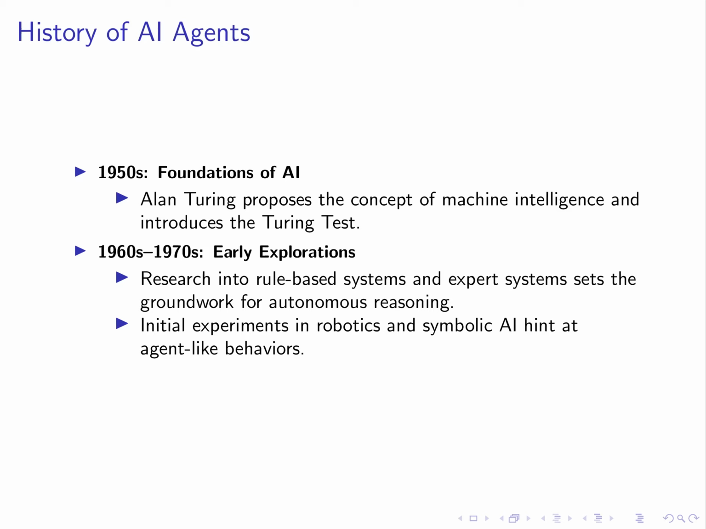Now let's take a look at the history of AI agents. In the 1950s, with the foundational work of Alan Turing. Turing not only proposed the idea of machine intelligence, but also introduced the famous Turing test, which set early benchmarks for what we might consider intelligent behavior in machines. In the 1960s and 1970s, research expanded into rule-based systems and expert systems. These early explorations laid the groundwork for more autonomous reasoning. During these decades, experiments in robotics and early symbolic AI hinted at behaviors we now recognize as agent-like.